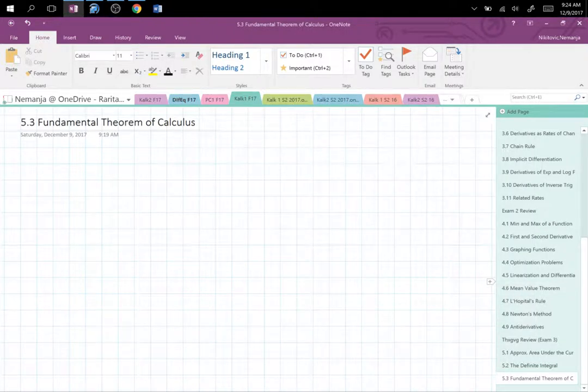Hello and welcome back to Calculus 1, section 5.3, Fundamental Theorem of Calculus. So this theorem, the title is so grand, right? What the theorem does is it connects derivatives and integrals and shows that derivatives and integrals are opposite of each other, opposite operators.